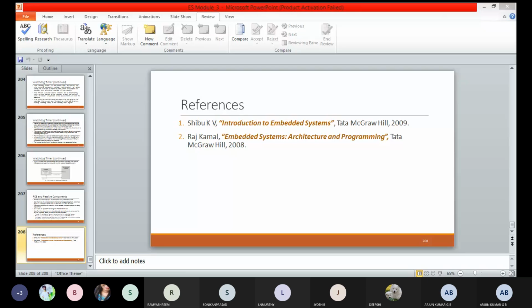Second generation is built around 8-bit or 16-bit, and the example is SCADA. Third generation is built around 32-bit, and in this generation they introduced some concepts like DSP and ASICs, application specific integrated circuits, which can be used for robotics and media. Similarly, the fourth generation has 64-bit processors, and they introduced the concept of system on chip.